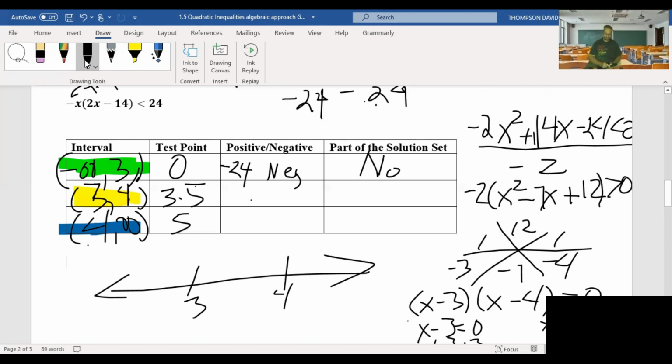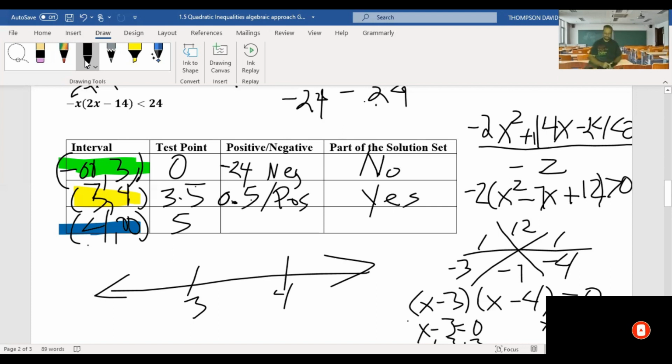Now we try the same thing with 3.5. So negative 2, parentheses 3.5 squared minus 7 times 3.5 plus 12. We're asking, is that greater than 0? That's 0.5. So that's positive, and that is part of the solution set.